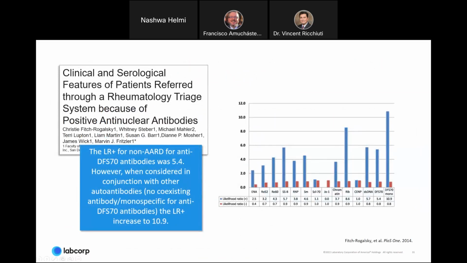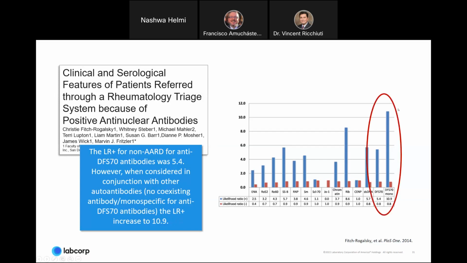This other study coming from Canada with Dr. Fritzler also elaborates about the likelihood ratio positivity for non-ANA-associated rheumatoid disease for anti-DFS70 antibody was higher. However, when considered in conjunction with other autoantibodies, no coexisting antibody of the DFS70 pattern, and non-association with ANA-associated rheumatoid disease, the likelihood went higher to 10.9.